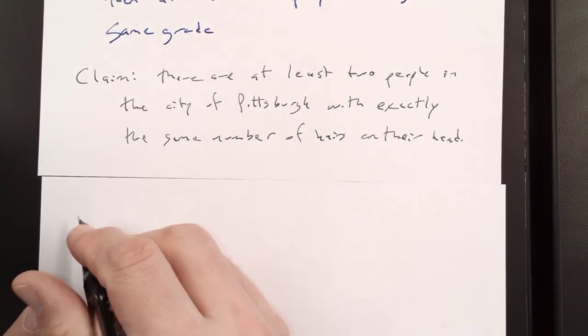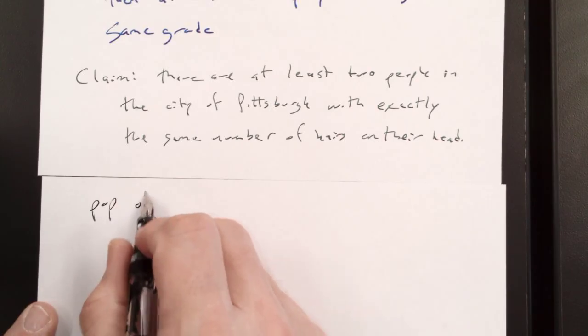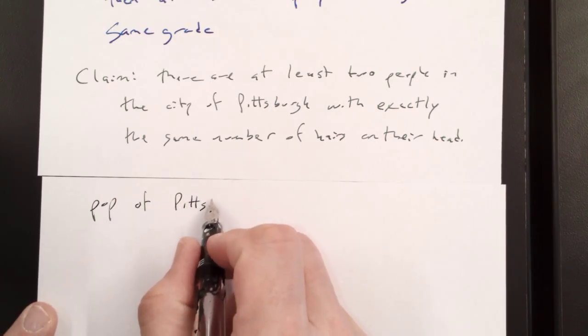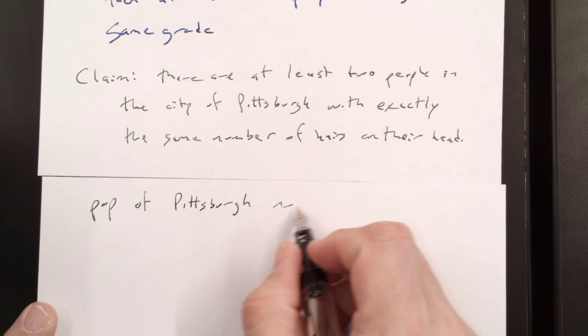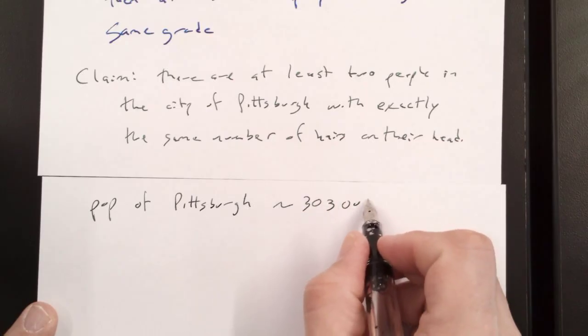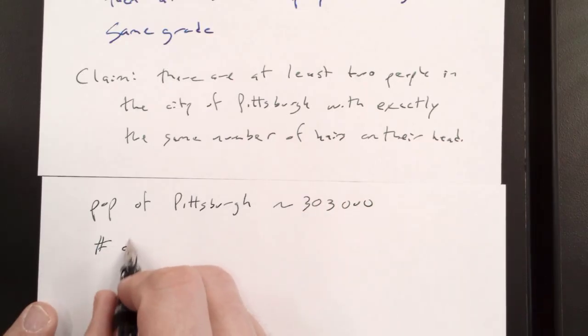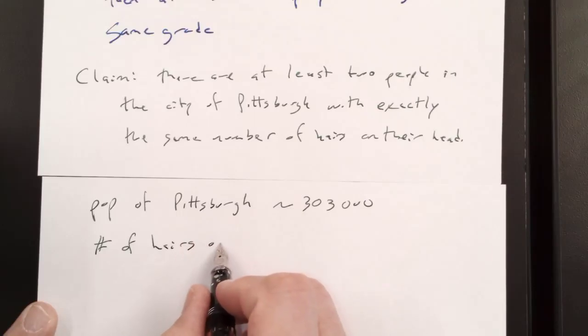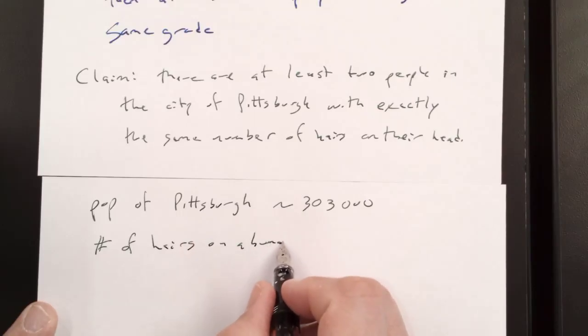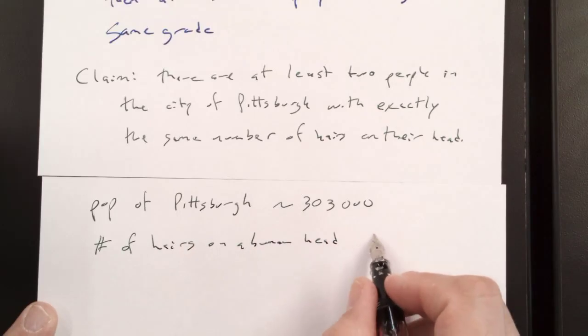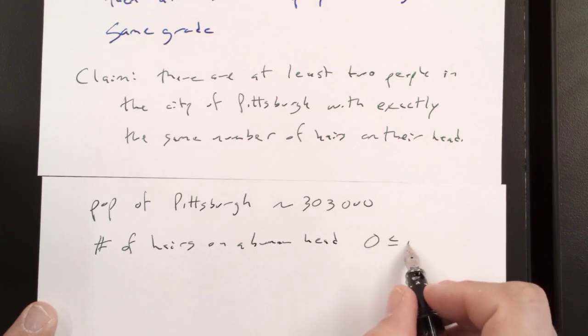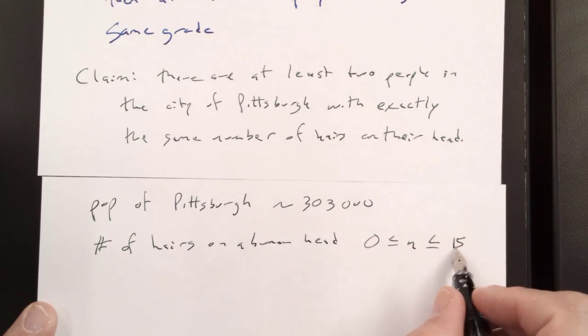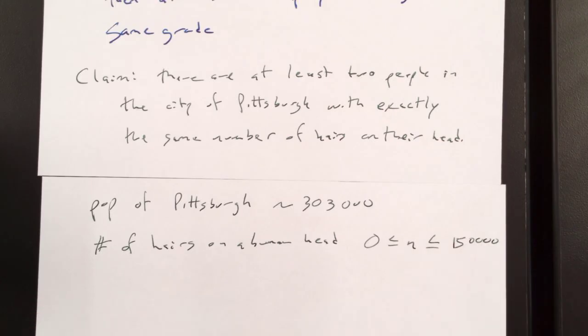$303,255 as of 2026. Population of Pittsburgh, approximately 303,000. Number of hairs on a human head: 0 less than or equal to, and less than or equal to 150,000. 300,000 is definitely bigger than 150,000.